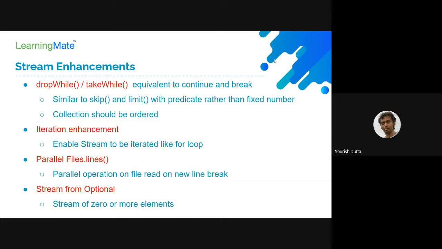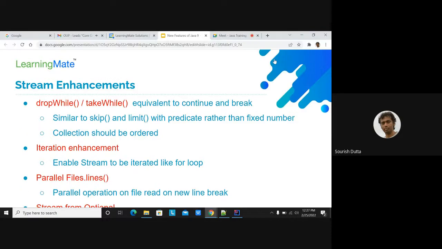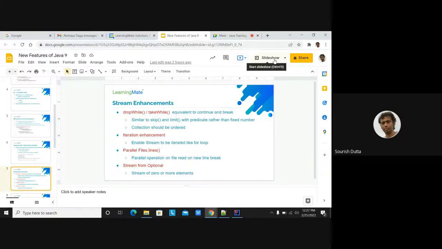Either get or orElseGet, and we can use a supplier to supply a newer value. If the optional is empty, then the supplier value or default value may be received. Okay, now that has been the optional. Let's see how the stream support has been added for the optional.